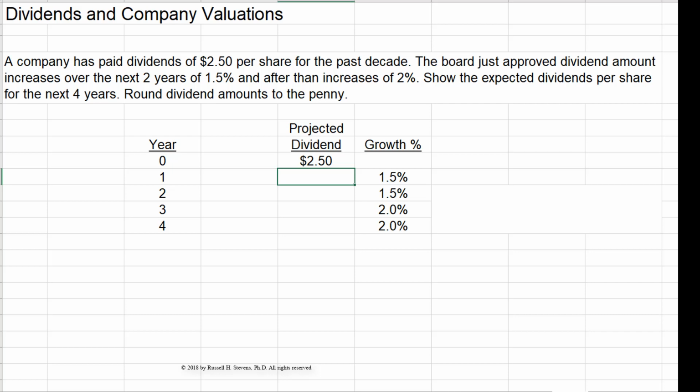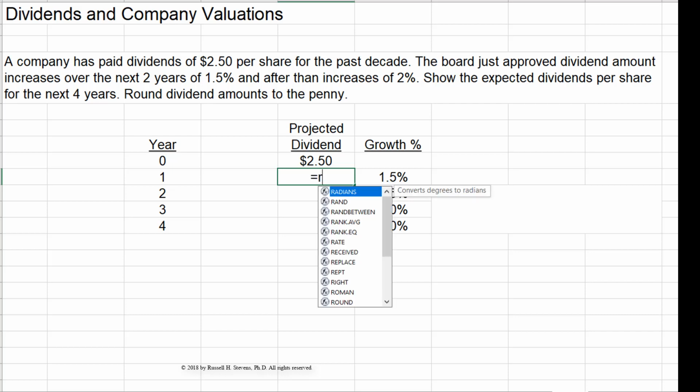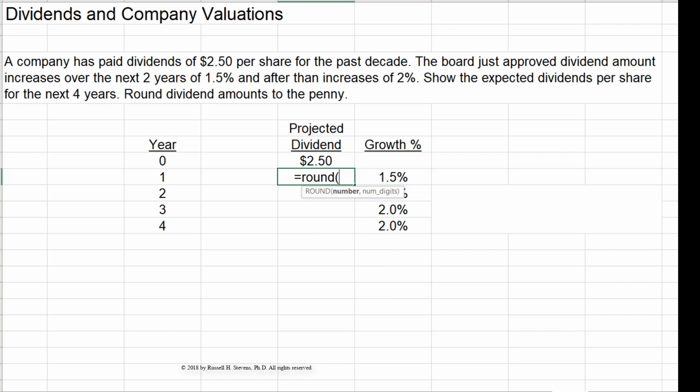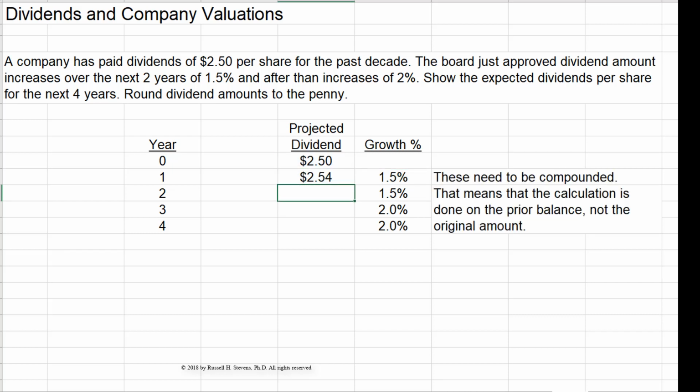Into the workbook cell under $2.50, type an equals sign, followed by ROUND, and an open parenthesis. Highlight the $2.50, type in an asterisk, type in an open parenthesis, followed by a 1 and a plus. Highlight the 1.5% on the same line on the right, followed by a close parenthesis, followed by a comma, followed by a 2, followed by a close parenthesis, and press Enter. The projected dividend for the first year of increase is $2.54.